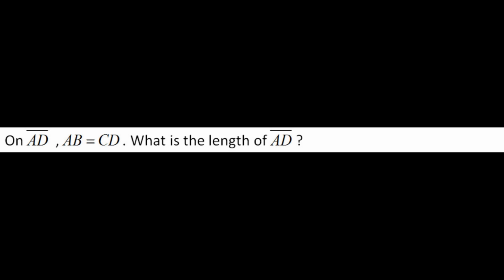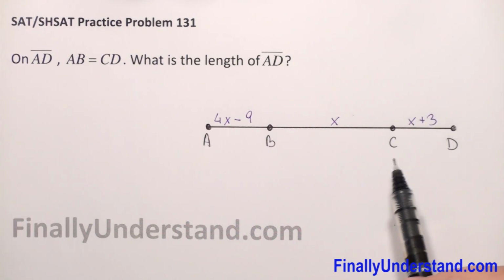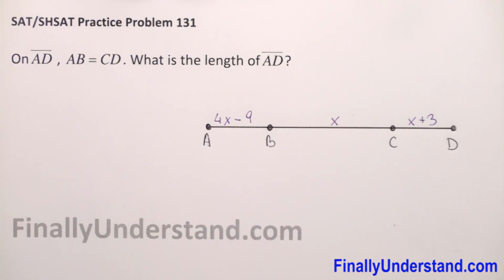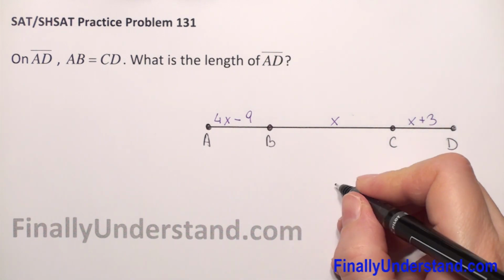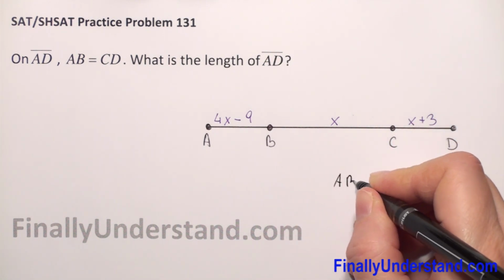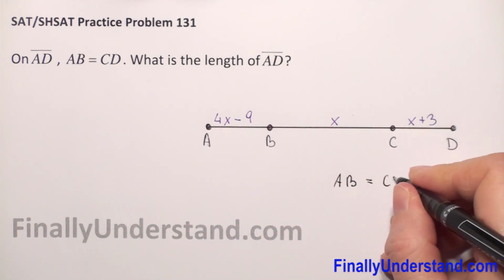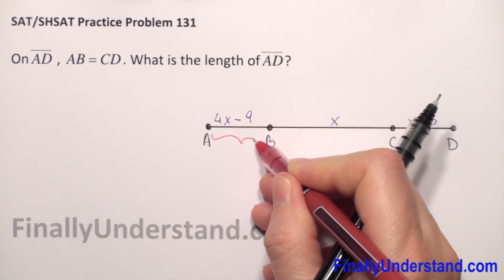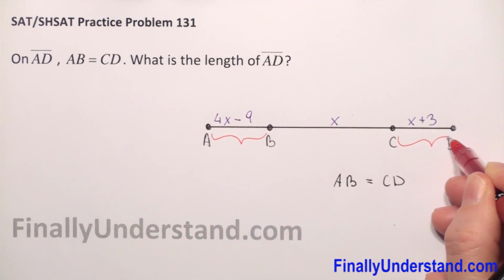On segment AD, AB is equal to CD. What is the length of segment AD? So we have that segment AB is equal to CD, and we have given this segment is equal to that.